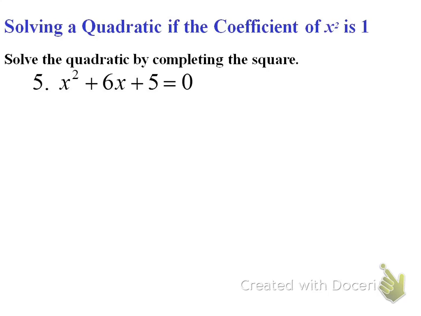What's the first thing you want to do when you're completing the square? Yeah, you want to get rid of that constant, so subtract 5. Leave yourself a blank, though, because you're going to have to add something. What are we going to add here? Nine. How'd you get 9? 6 divided by 2, that's 3. Squared is 9. Good. So if you add 9 to the left, you got to add 9 to the right.